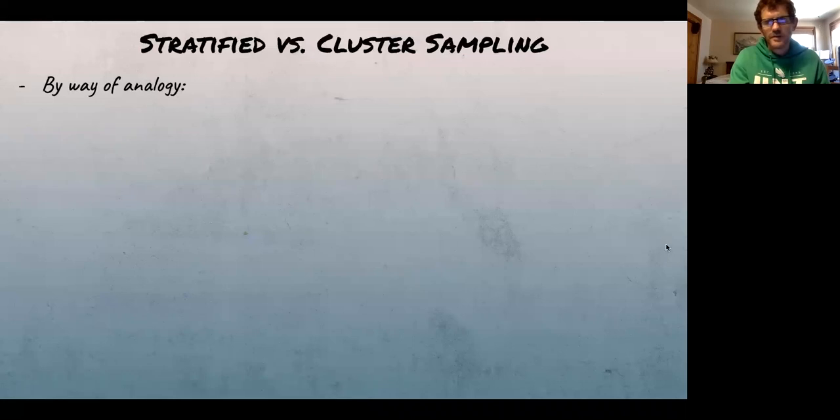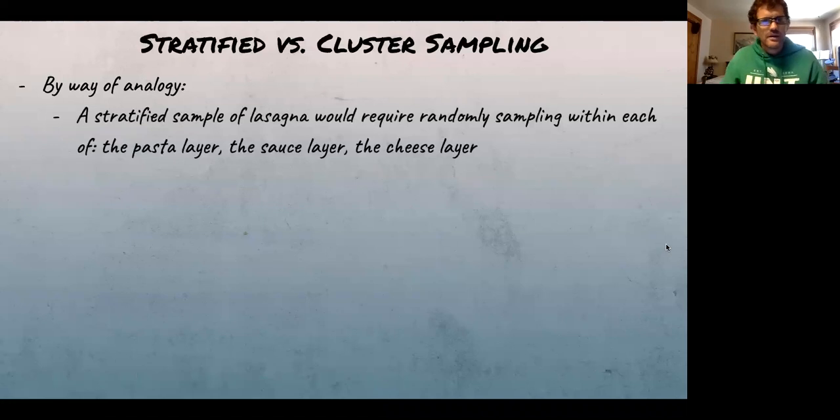So here's an analogy. There's something like this in the textbook. I just modified it a bit. If you were going to do a stratified sample of lasagna, you would first need to randomly sample the pasta layer. Get the pasta, randomly pick out little bits of it. The sauce, you need to randomly select the sauce from throughout the entire pan. And then the cheese, randomly select, sample that.